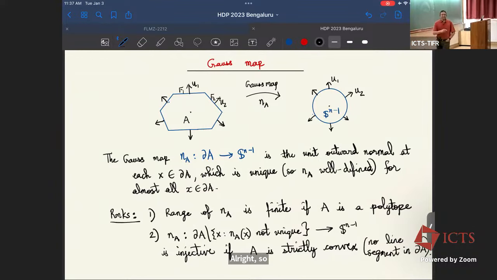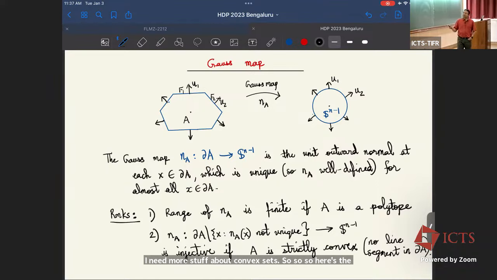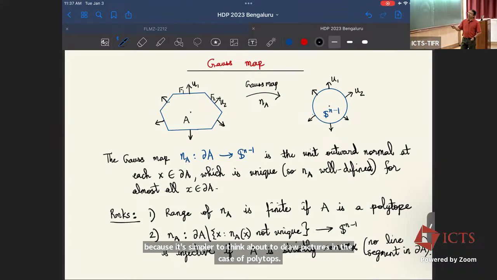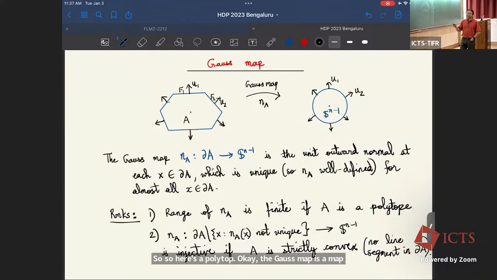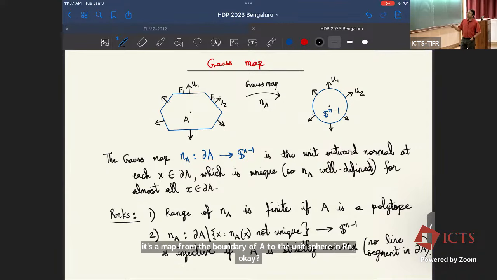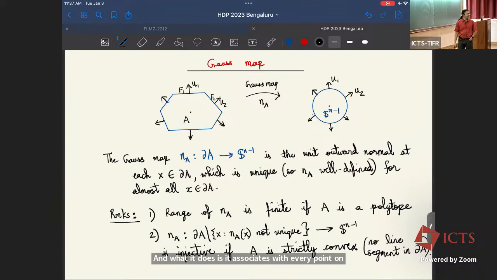I need more stuff about convex sets. So here's the Gauss map. I'm going to start with the polytope because it's simpler to draw pictures in the case of polytopes. So here's a polytope. The Gauss map is a map, putatively, I'm fudging a little bit, from the boundary of A to the unit sphere in Rn. What it does is it associates with every point in the boundary the unit outward normal at that point.